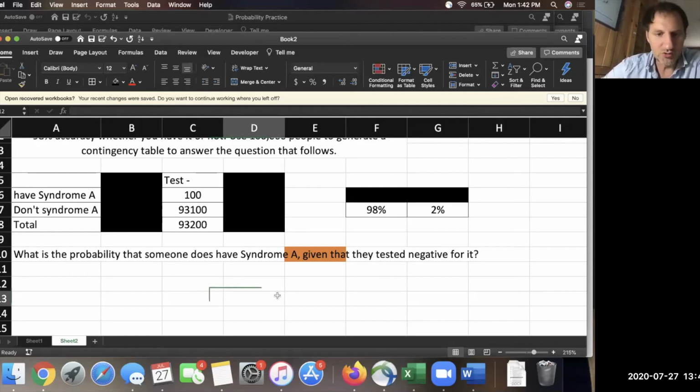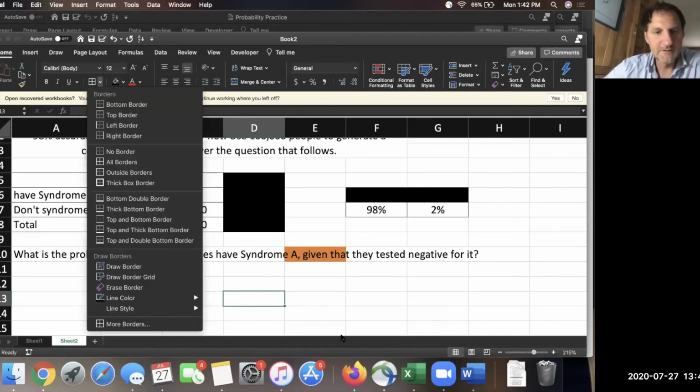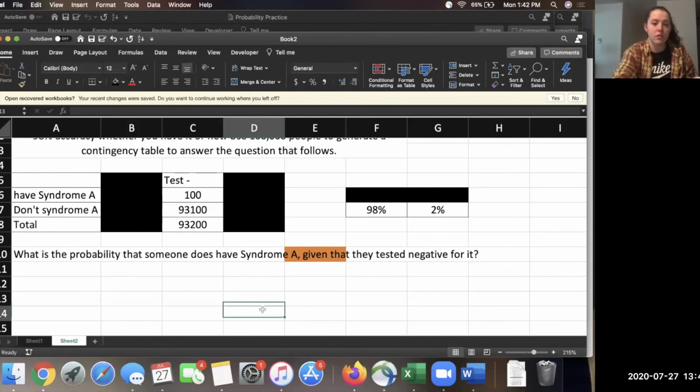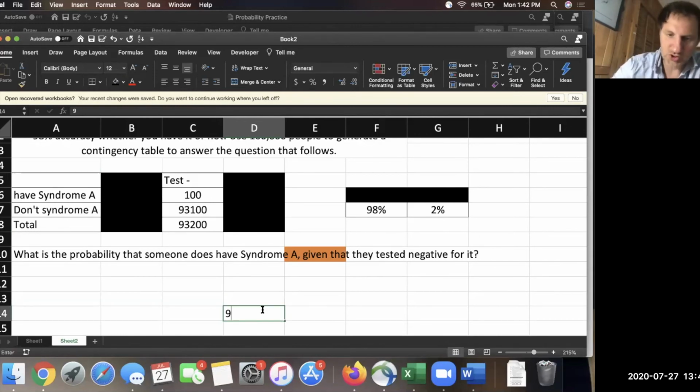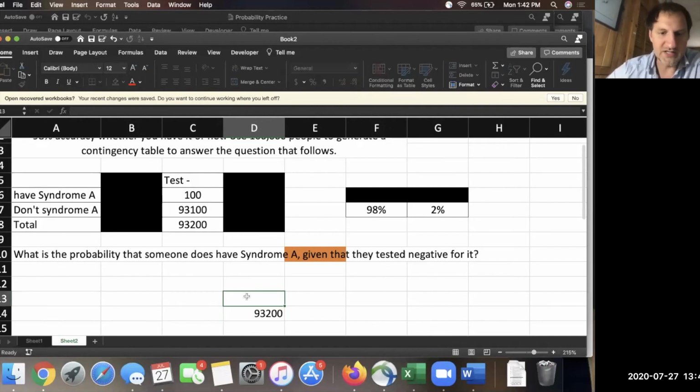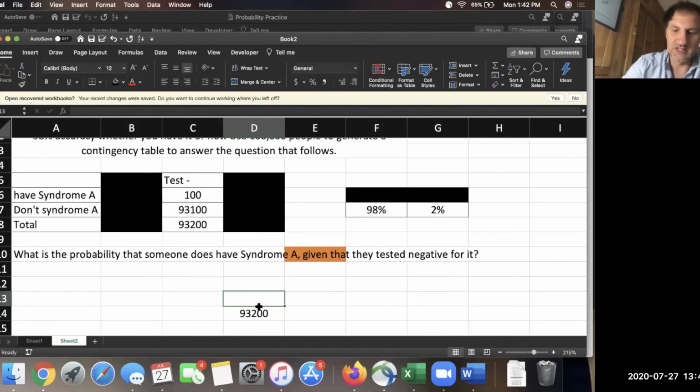So what's my total then, if I'm only focusing on negative tests? So it would be 100 over 93,200. Right. So the total is 93,200. And then I get the 100 because I'm interested in people who have syndrome A. That's the 100 people on top there. So there's my conditional probability.